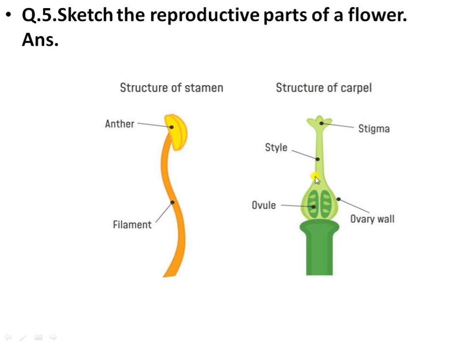In the female reproductive part, the carpel is present. In the male, the stamen is present.